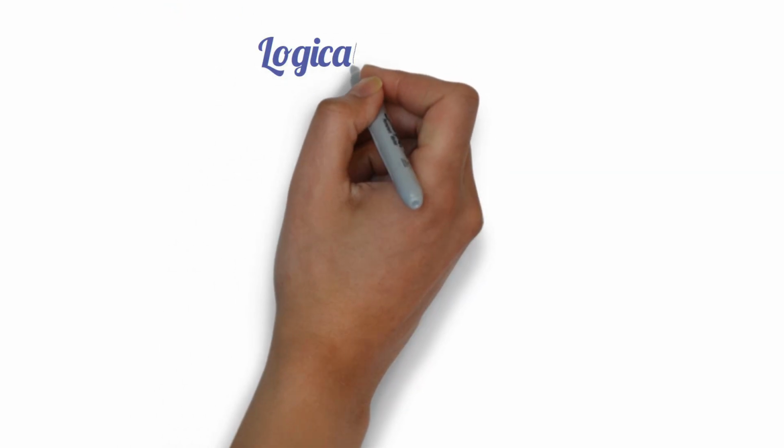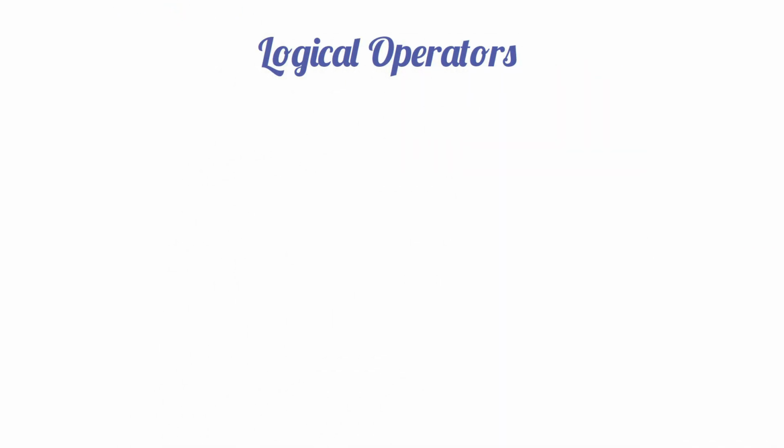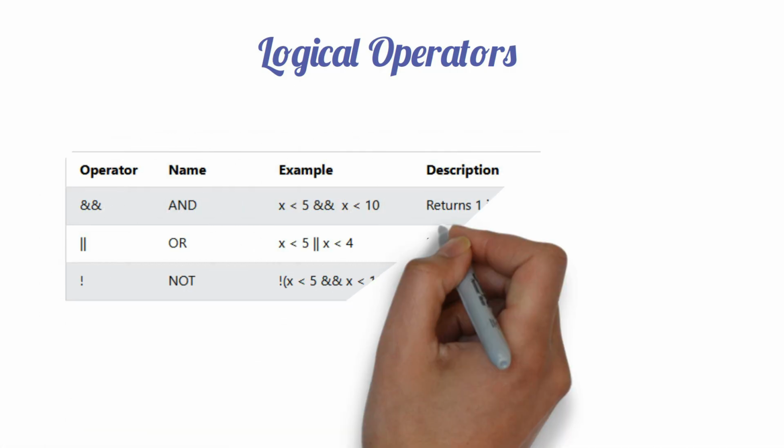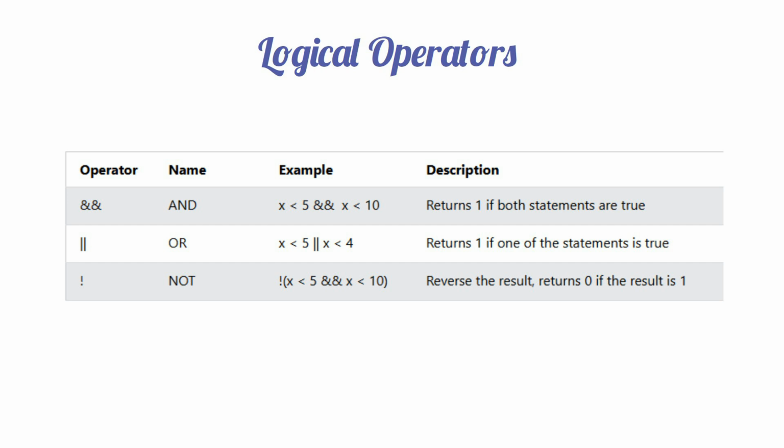Now, next we will see logical operators. As with the comparison operators, we can also test for true or false values with the logical operators. So, below is the list of logical operators. First is and. So, the name of the operator is and. Here, you can see if x is less than 5 and x is less than 10. The and operator means both the conditions should be satisfied. Then this statement will return 1 as an output.